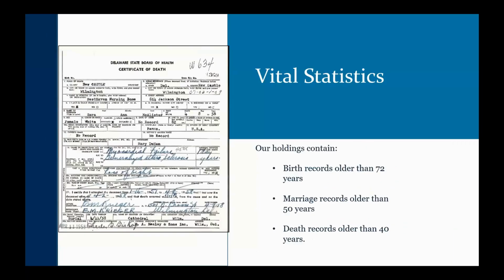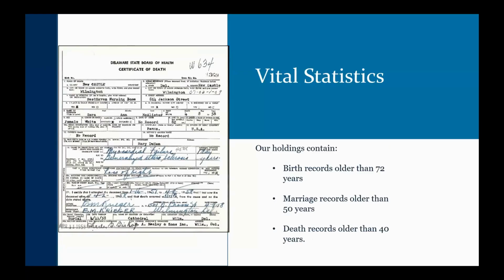Okay, let's jump right into the records. The lifeblood of any genealogist is vital statistics. Vital statistics, of course, are records kept by the state of births, deaths, and marriages. These are legally registered in the state of Delaware. By law, it was established in 1913.